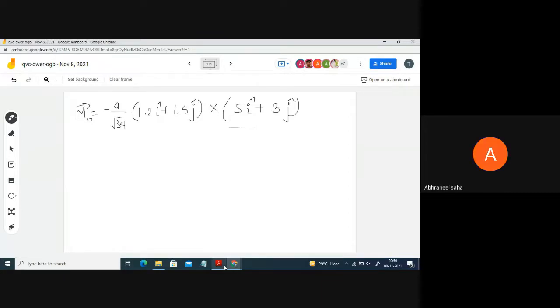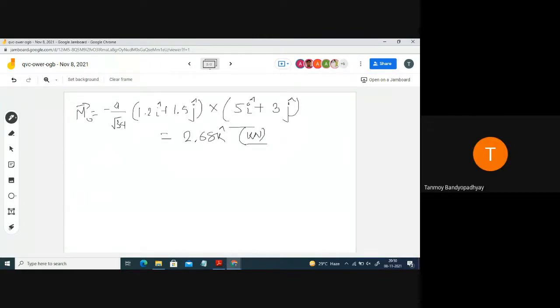Sir, 15.6 by root 34 k cap. Okay, it will come out to be something like 2.67 k cap. You can understand that it is in the Z direction, positive 2.68 k cap. And the value will be in kilonewton meter actually. Yes. Okay.